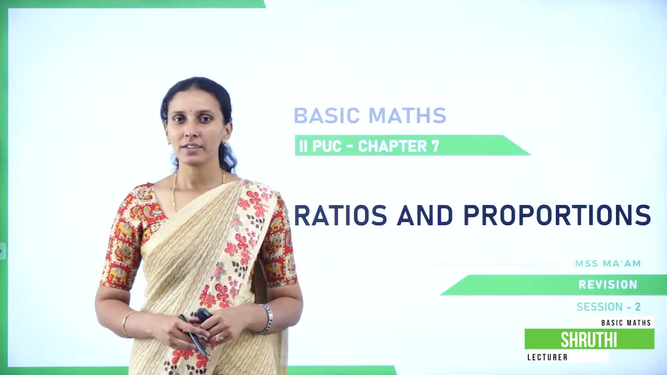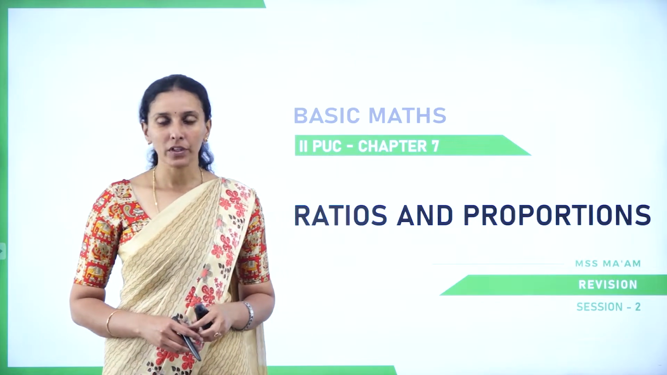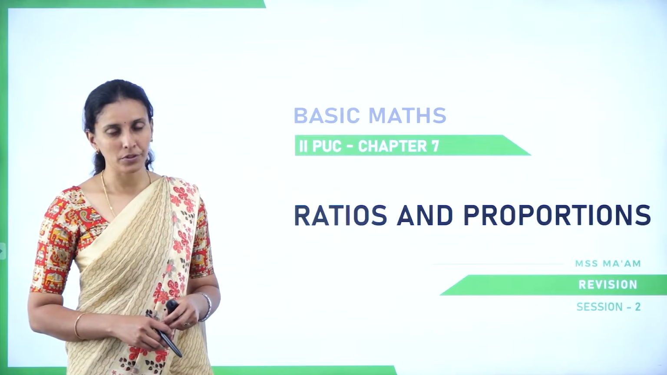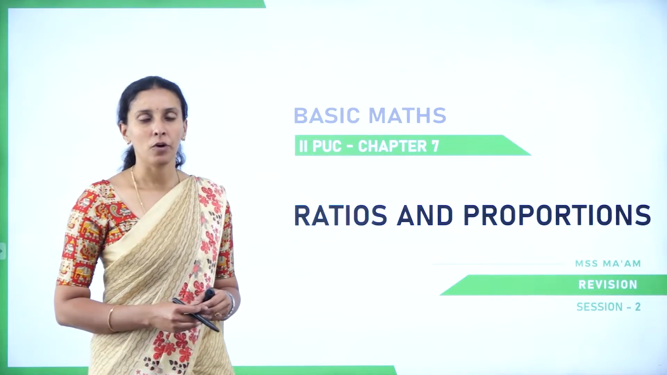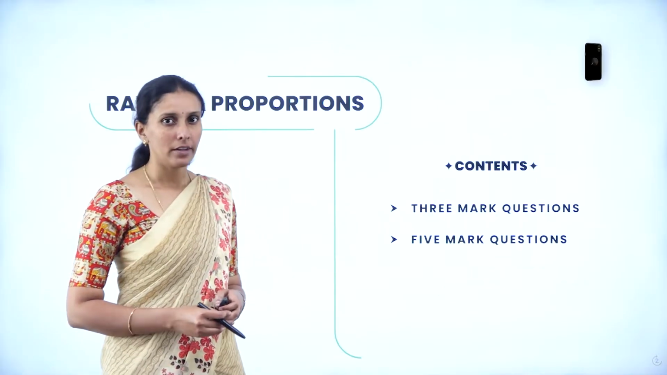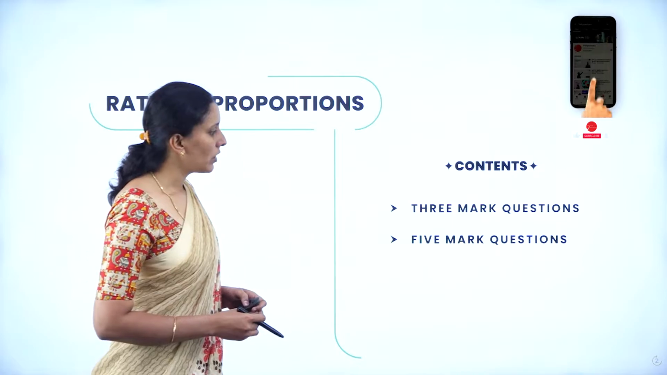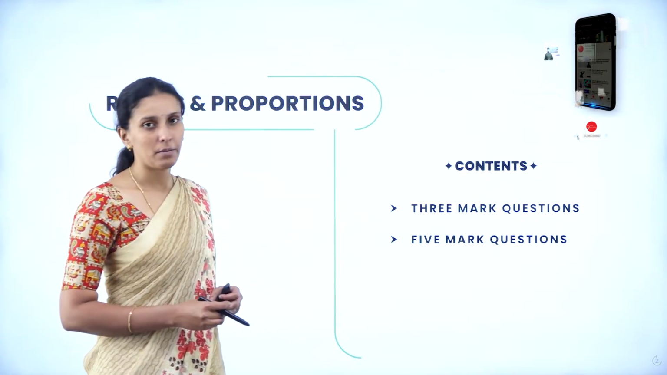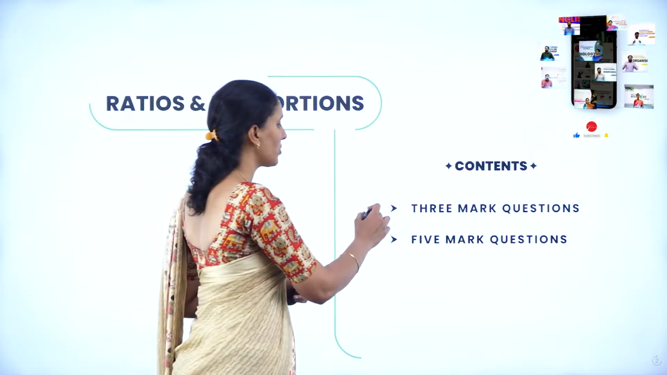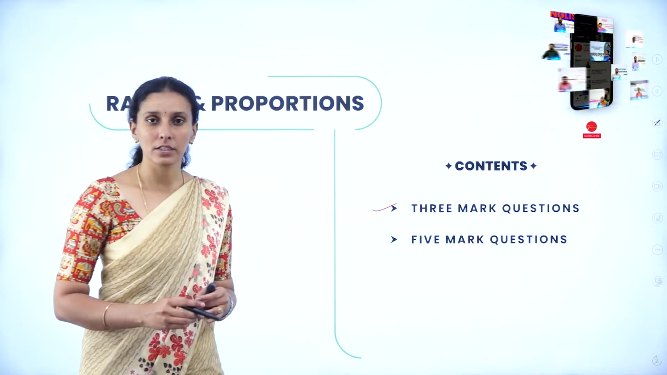In the previous session we started with the revision of the chapter ratios and proportion, and we solved a few types of questions of 1 mark and 2 marks. Here in this session we are going to look at the 3 mark question as well as the 5 mark question. The 3 marks question you will get from work, distance and time.